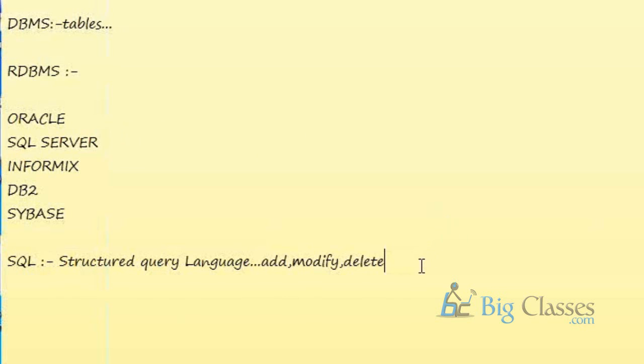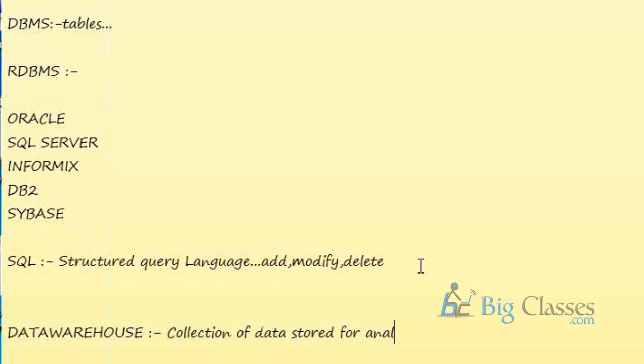Now, when we talk about a data warehouse, which we are going to learn now, a data warehouse is nothing but a database. Whenever you are designing a data warehouse, you are designing a database and storing the data in the database. So a data warehouse is a collection of data stored for analysis. In simple terms, you can call it a collection of data stored for analysis, and that is called a data warehouse.